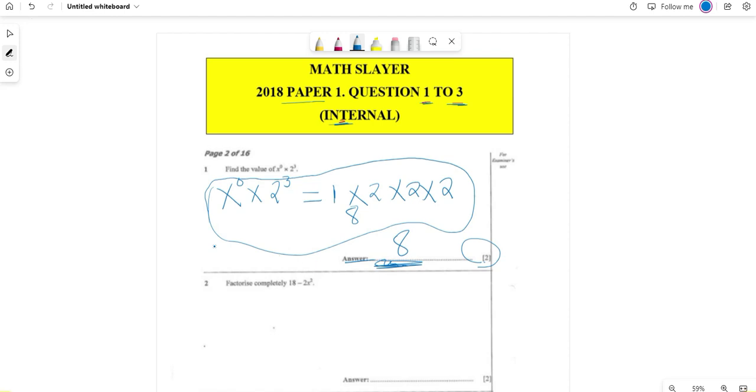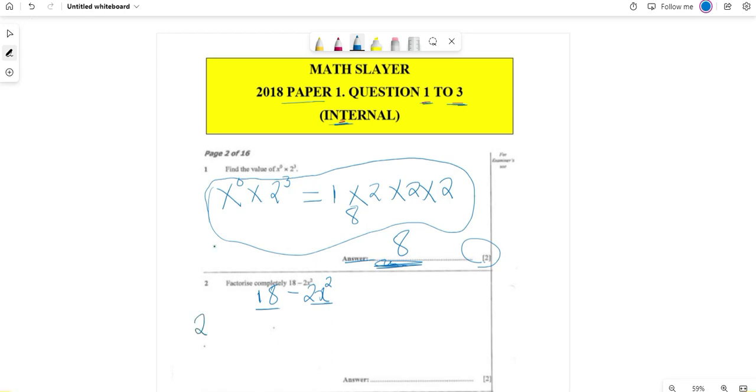We go to the second question, saying factorize completely 18 minus 2x raised to 2. For us to factorize this, we are going first of all to factorize by a common factor. A common factor is a rule which says that we need to identify a common number or letter that is appearing in both the first term and the second term. In this question, we only have a common number, which is 2.